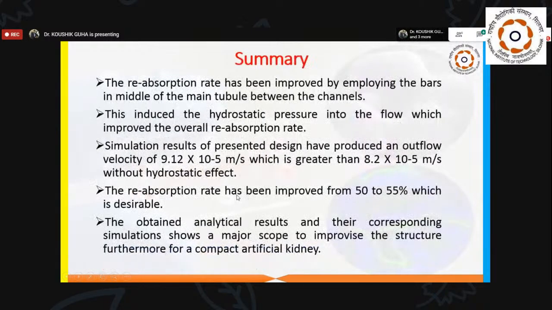Then the summary: you can see the simulation results of the presented design have produced an outflow velocity of 9.12 × 10^-5 meter per second, which is greater than 8.2 × 10^-5 meter per second without the hydrostatic effect. So if we apply the hydrostatic effect, the outflow velocity also increases. This is good, as it will also enhance the reabsorption rate from 50 to 55%, which is desired.